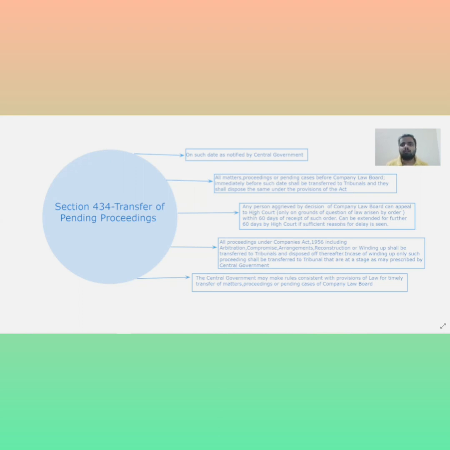Now, in the third point, what if there are cases which have already been completed by the CLB and the order has been given? Now you cannot turn to NCLAT for that, because you are already in the pre-era situation. So in those cases, the aggrieved party has to go to the High Court only, and within 60 days from the date the document was made available to the concerned party.